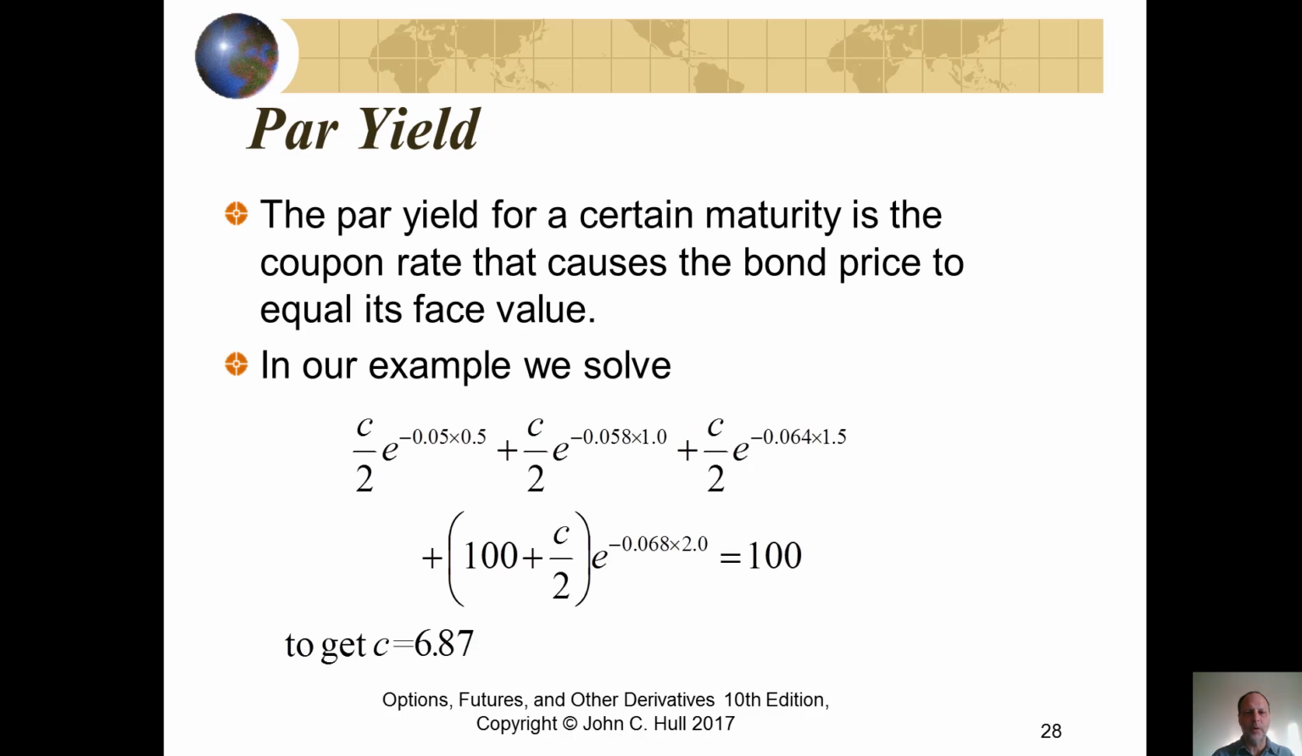If we want to figure out the par yield, we can derive a formula for that. So the par yield would be the coupon payment that is going to be necessary for us to get a price of the bond at 100 or at par. Our coupon is on a semi-annual basis, so you take the annual coupon, divide by 2, and you can take each of these payments again to the zero rate: e to the minus 0.05 times 0.5, and the next one, 0.085 times 1, 0.064 times 1.5, and then 100 plus the coupon divided by 2 times e to the minus 0.0682. This is a reasonably simple algebraic problem to solve.